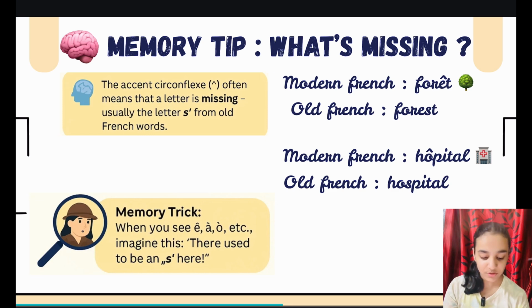As you can see in the examples, in modern French it's forêt with an accent circonflexe, but in old French it used to be forest, as in English. In modern French it's hôpital, but in old French it was hospital, like in English.